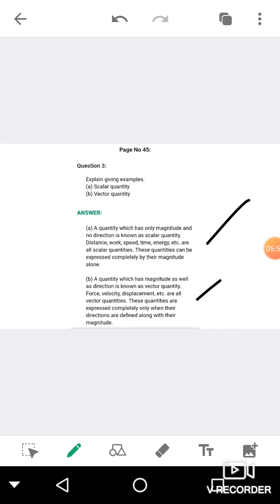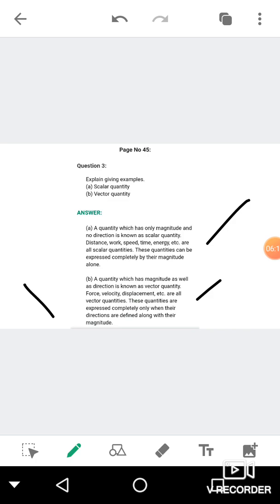Number B is vector quantity. What is vector quantity? Vector quantity is a quantity that has magnitude as well as direction. And scalar quantity only has magnitude but no direction. So a quantity which has magnitude as well as direction is known as vector quantity.